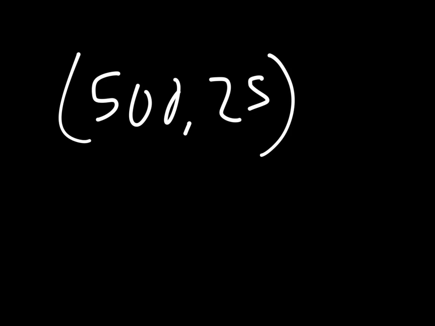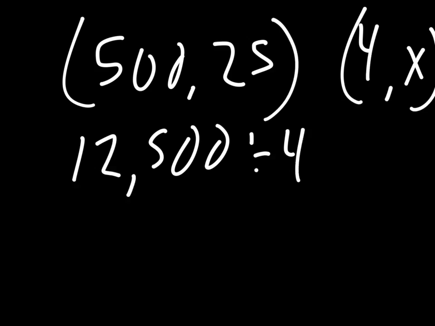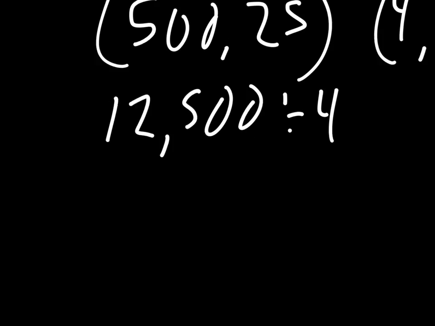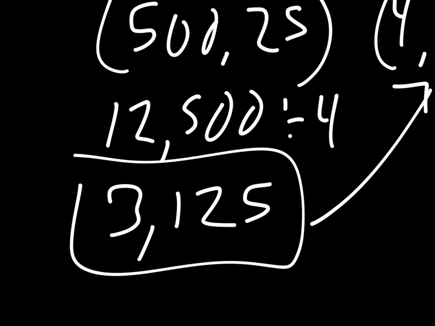Let's do a hard one. If we have 500 times, not 500 times, 525, parenthesis, and then we have 4, x. All you have to do is multiply 500 times 25. You should get 12,500 divided by 4, and I believe that gives you, what is that? Carry the 3,125, I want to say? Yeah, 3,125. That'll give you your x. Bam.